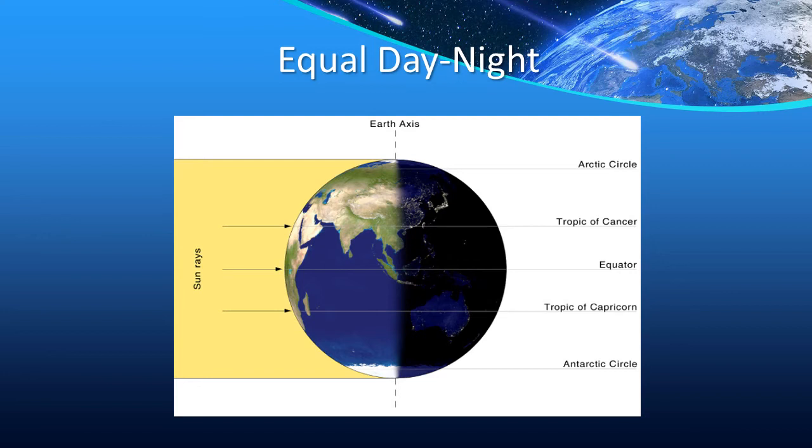Now here there is an image of equal day and night. If you can see that line which is passing, dividing the earth in half, there the sun rays are falling vertical on the equator. They are going straight on the Tropic of Cancer, on the Arctic Circle, on the Tropic of Capricorn, and on the Antarctic Circle. The sun rays are falling straight, and because of that there will be equal day and night.